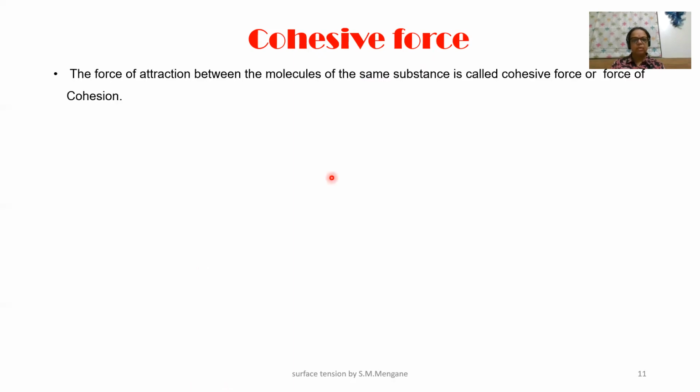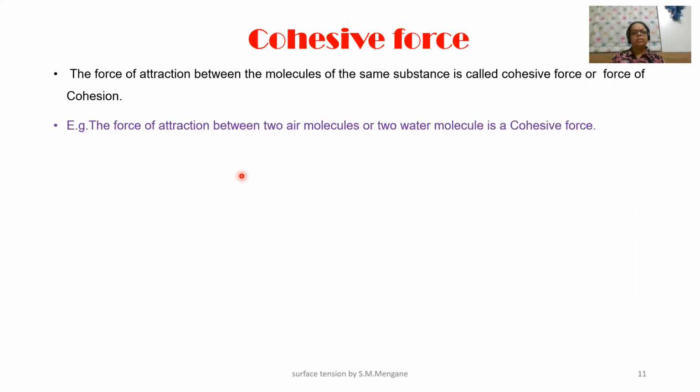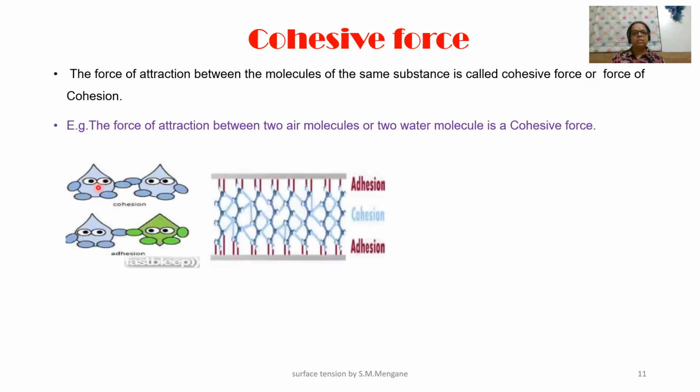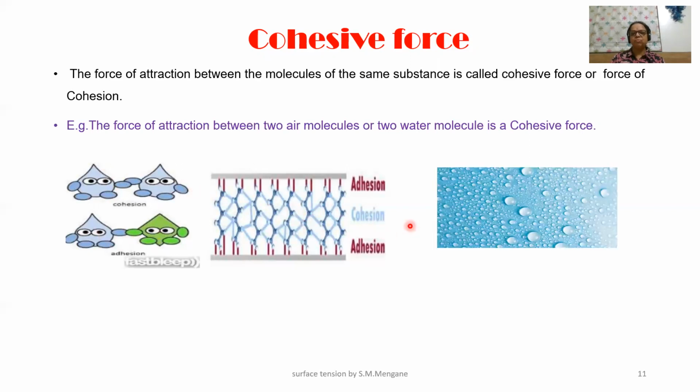Cohesive force: the force of attraction between the molecules of the same substance is called cohesive force or force of cohesion. Example, the force of attraction between two air molecules or two water molecules is a cohesive force. See, as shown in the figure, the force between the same molecules, we can say molecules of the same substance. If these are different substances, the force is called adhesive force.